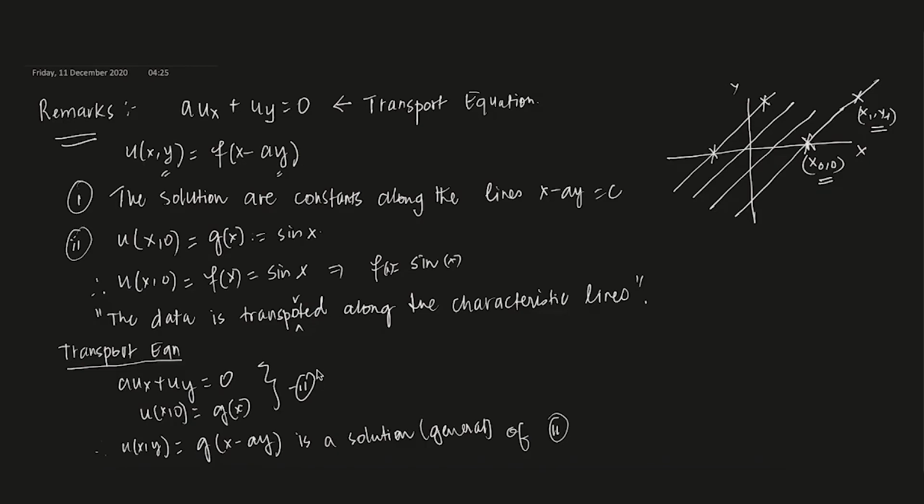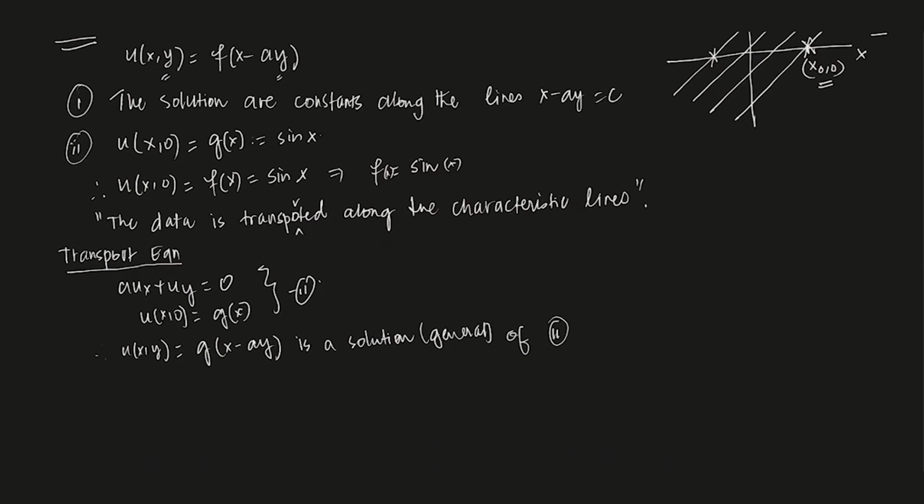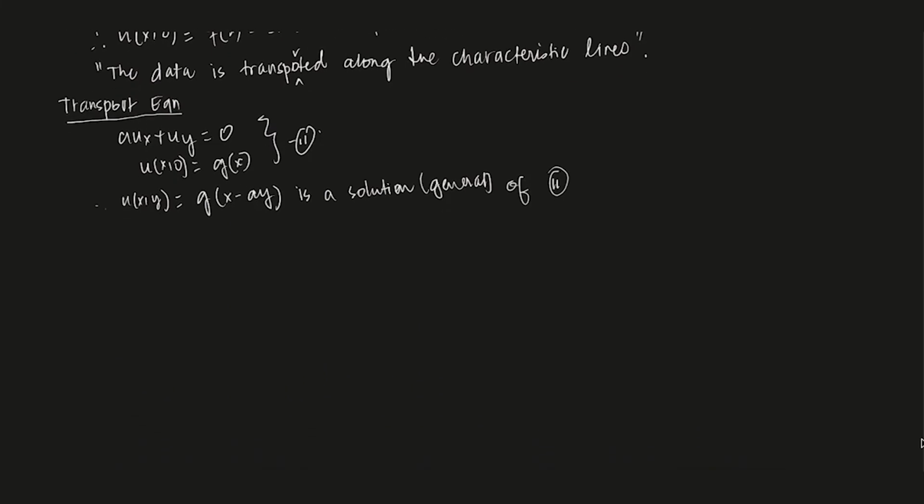Okay, but for now, what I'm going to do is this. Of course, you can solve this thing and you can get the solution to be f of x minus ay, and then you put the initial condition and you get that f equals g, and you just replace it, you get this solution. But for now, I am not going to assume this thing. We are going to do something else. And please keep this in mind, because this is what we are going to use.